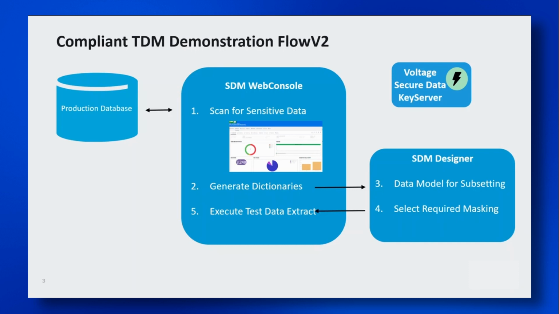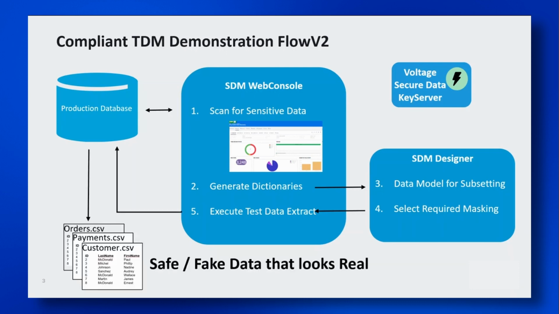Once our design is complete, we'll deploy that design back to our Web Console, where that extract can then be executed against the production database, resulting in a subset of safe and fake data that still looks real, confirming the anonymized nature of the data. And then we'll finally look at how we can upload that extract to a test or development instance using our test data management extension.